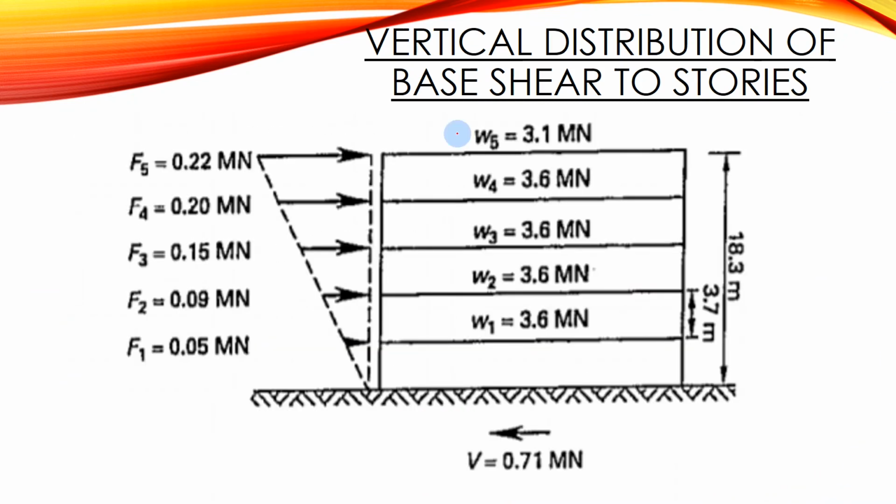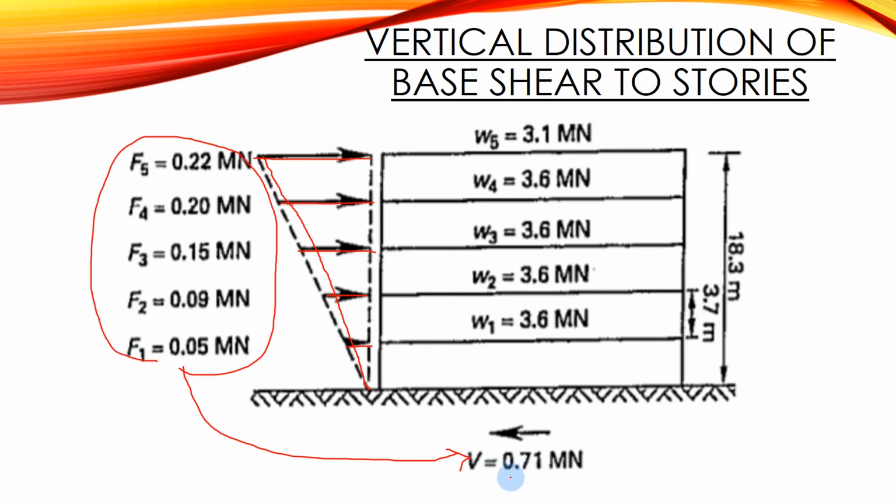Okay. So what you do with the forces you got for F5, F4, F3 down to F1 is distribute them on the structure. The arrow is longer here since it is 0.22, then 0.2, 0.15, 0.09, then 0.05 meganewton. So that is how to distribute, guys. It is linear. That is the vertical distribution of the base shear to each story. When we add these, it should equal the base shear of 0.71.